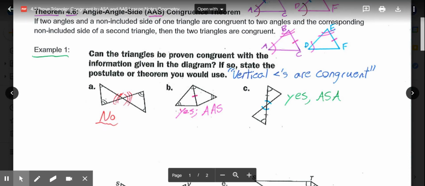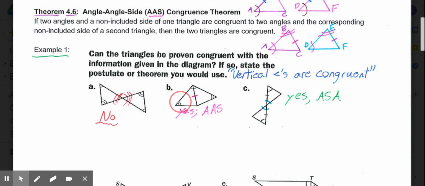In B, we have this angle out here congruent to this angle here, the two angles near the top congruent to each other. So we have two angles, and then these triangles share this side. So that side is congruent to itself. So in this case, we have angle, angle, side, angle, angle, corresponding side. So yes, these two triangles are congruent by angle, angle, side.